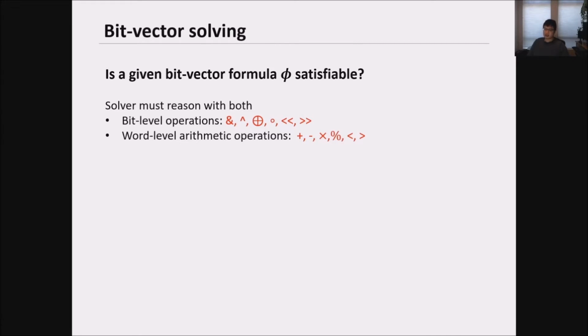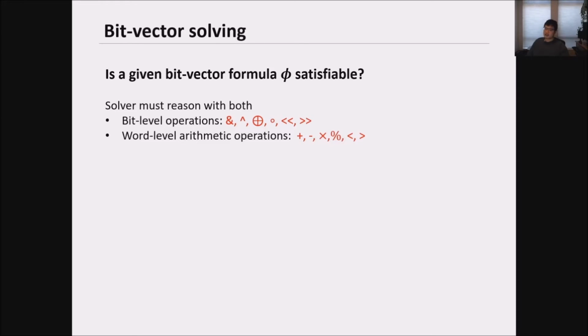From one perspective, we could look at a bit vector as being just a string of ones and zeros. In this view, we can apply bit level operations. For example, we can apply bitwise AND, or we could apply bit shift, or we could extract a substring of a bit vector. Another way that we can view a bit vector is as a representation of an integer. And from this perspective, we can apply arithmetic operations like plus and multiplication.